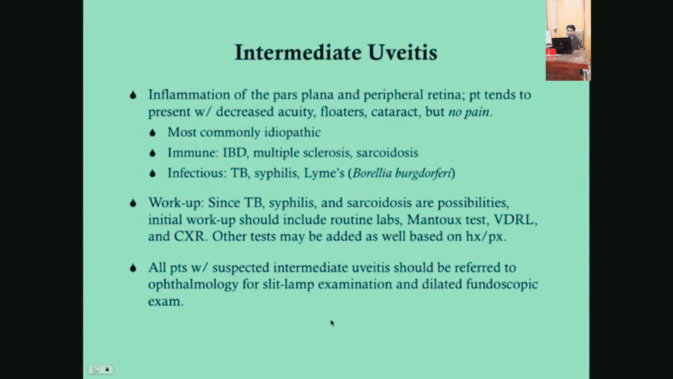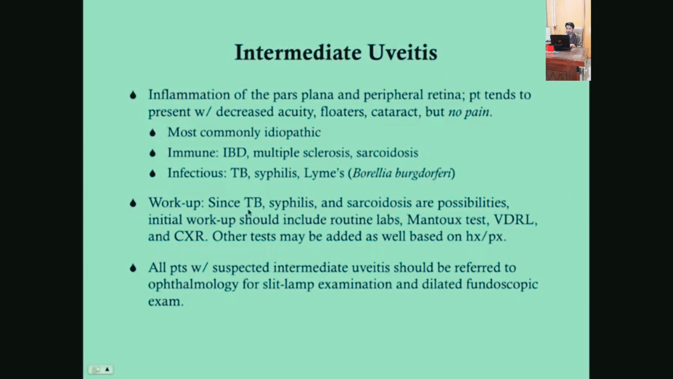Okay, intermediate uveitis we'll go over briefly. This is inflammation of the pars plana and the peripheral retina. The patient tends to present with decreased acuity, floaters, possibly cataract, but importantly, there's no pain here. Most commonly, intermediate uveitis is idiopathic, but there are immune causes such as inflammatory bowel disease, sarcoidosis, and MS. MS can cause intermediate uveitis. Infectious causes include TB and syphilis, as well as Lyme's disease. So multiple sclerosis and Lyme's disease stand out here uniquely in intermediate uveitis.